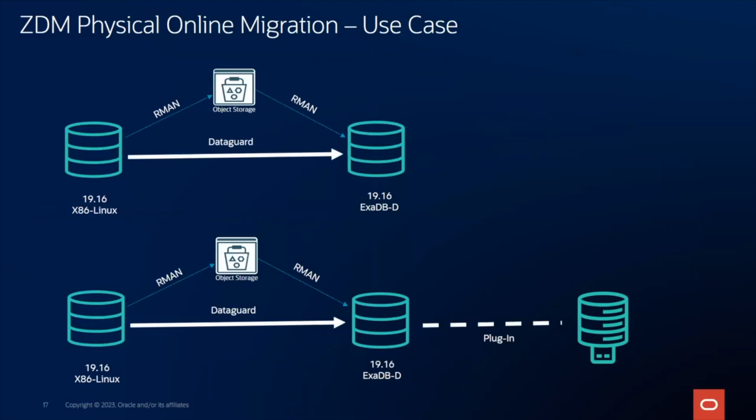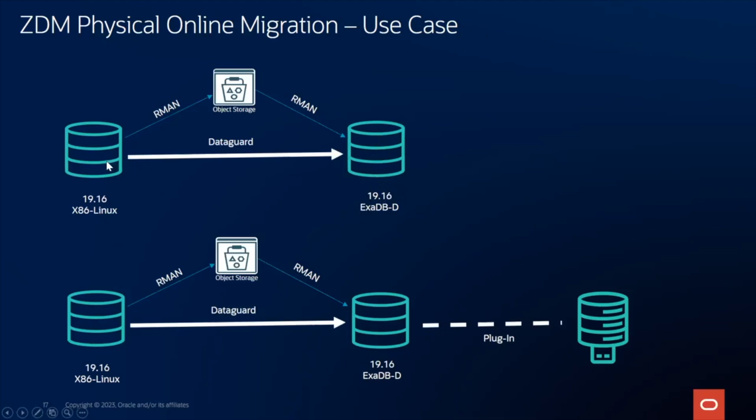If you look at the first diagram on the top, we have a 19.16 database release update running on a compute in a particular tenancy. And then we also have a target. We want to migrate that into a target, which is in ExaDBD, of course, which is 19.16.